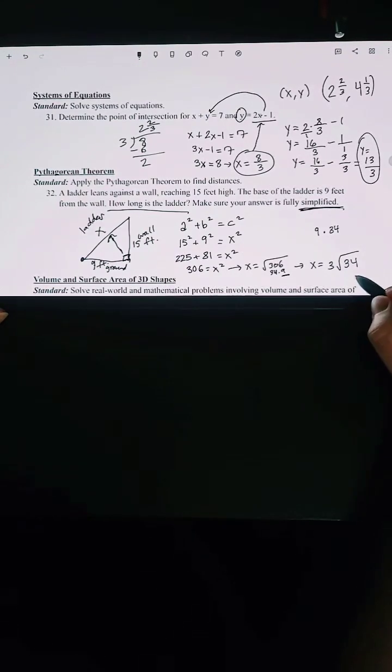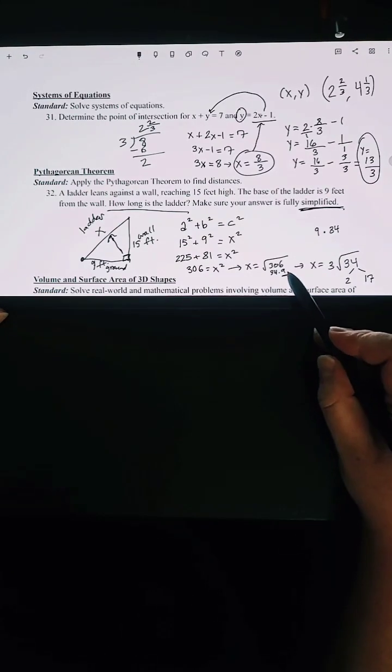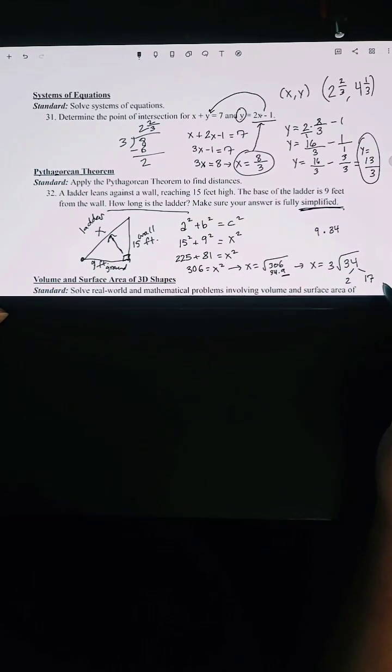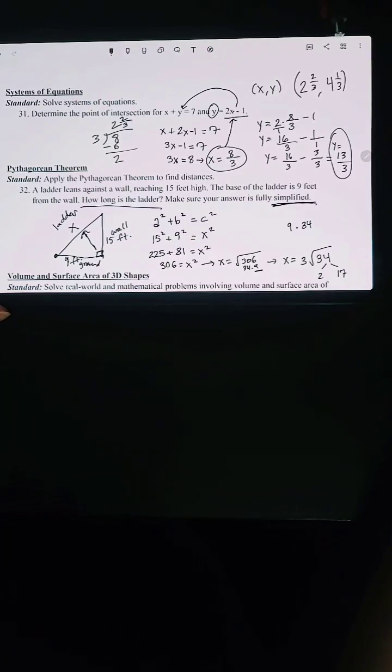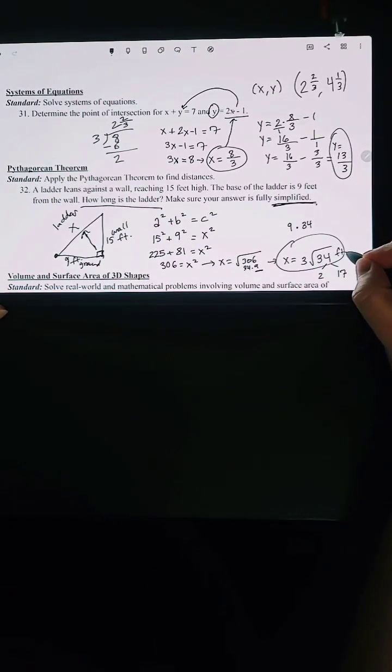And 34 does break up into other factors, for instance 2 times 17 is 34, but neither of those are perfect squares like 9 is to take out, and we can't break these up any further to get perfect squares. So we're at the end of our rope for this problem. We can't go any further to simplify it. So this is the final answer, and obviously in feet.